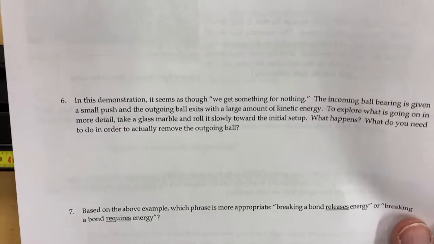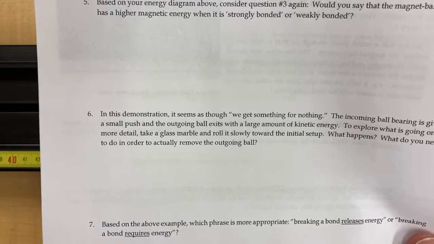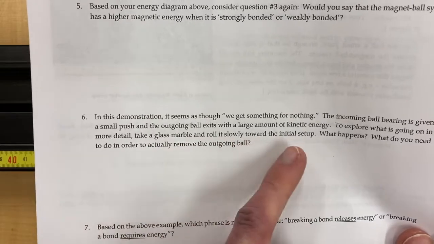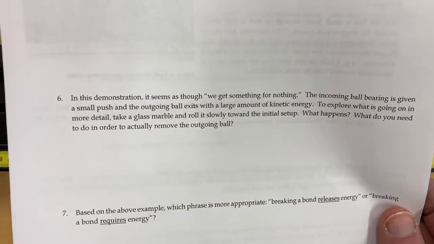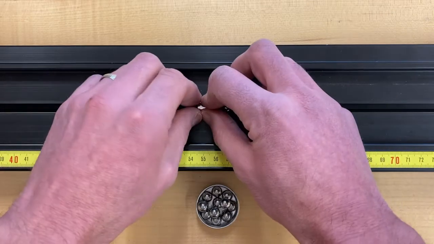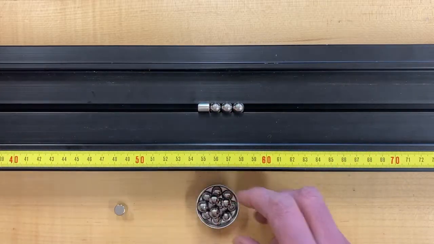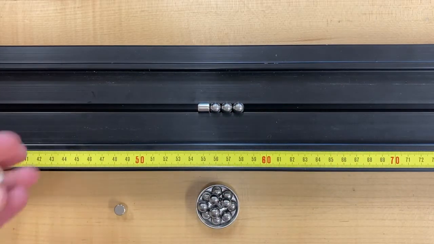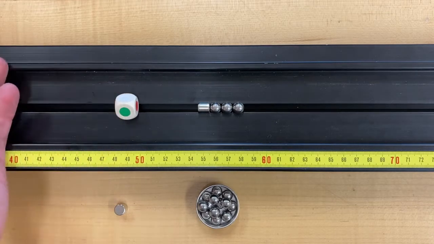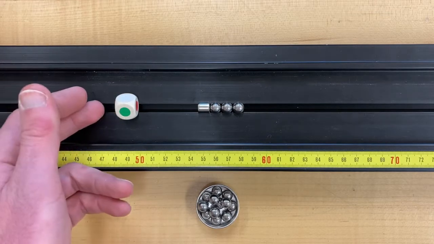So now we're looking at question number 6, and it says we're going to explore what happens if we roll a glass marble slowly towards this initial setup. Interestingly, I was not able to find any glass marbles in the supply here, so I'm going to have to cheat a little bit. I have a wooden die, so obviously that's not a marble and it can't roll, but what I can do is push it into this setup.